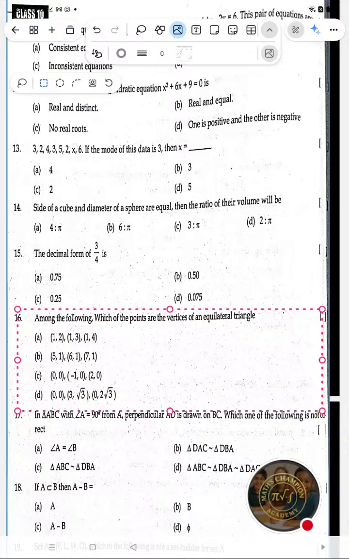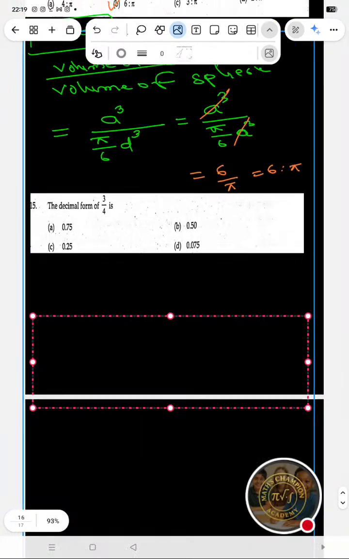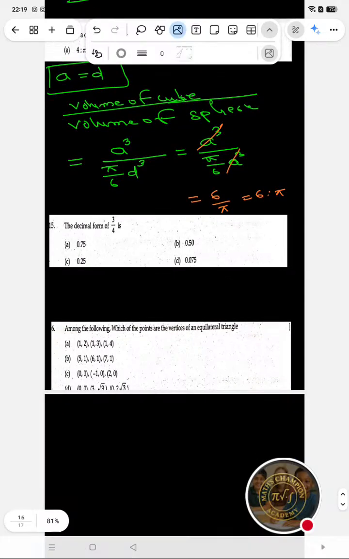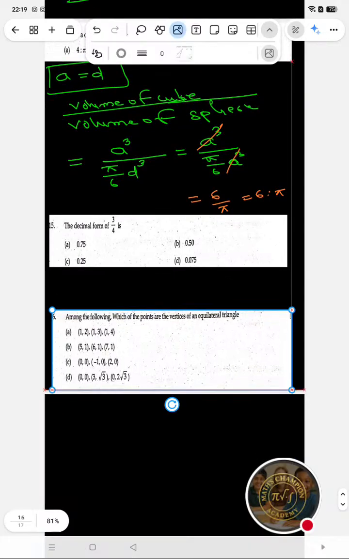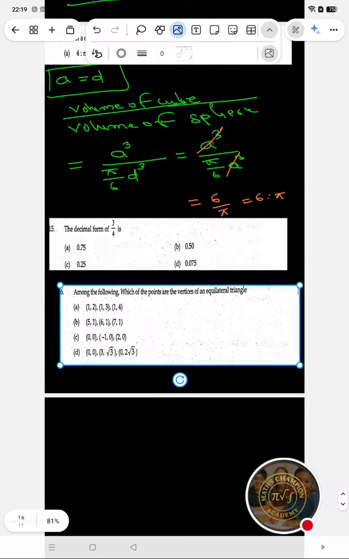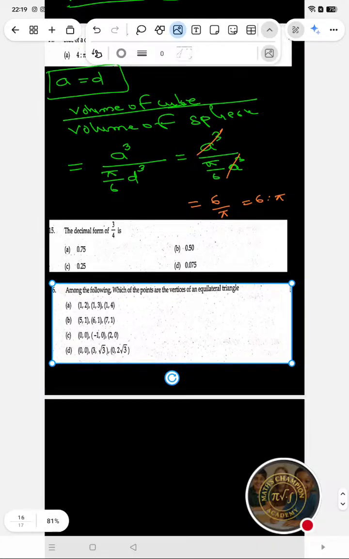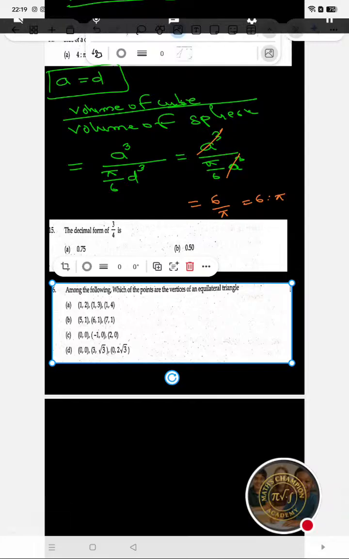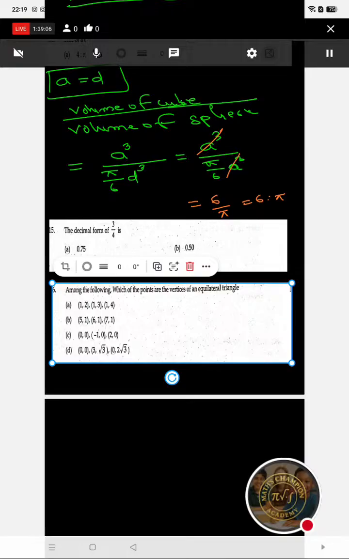Among the following, which of the following points are the vertices of an equilateral triangle? Equilateral triangle means we have to find the distance between the three sides. AB side we have to find, then again BC side and CA side.